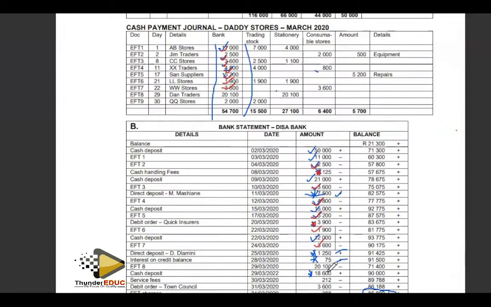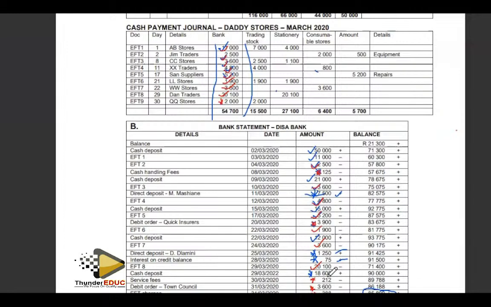Then there is, we don't have that. 20,100, it is here. Even here we have it. We have the 2,000. It's not here, but here we have it, so we have to deal with it. Then we have 2,012, we don't have it. 3,600 again, County Council, we don't have it in our cash payments journal. 388 EFT charges, we don't have it.